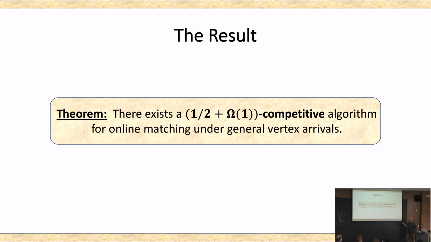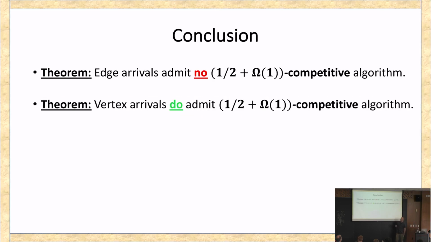Good, so to summarize, we show the following dichotomy for online matching under more general arrivals. For edge arrivals, greedy is the best you can do. 1/2 plus a constant is impossible. On the other hand, for vertex arrivals, 1/2 plus a constant is possible, and there's, okay, I wouldn't say a nice randomized algorithm, but there is a randomized algorithm that beats 1/2.